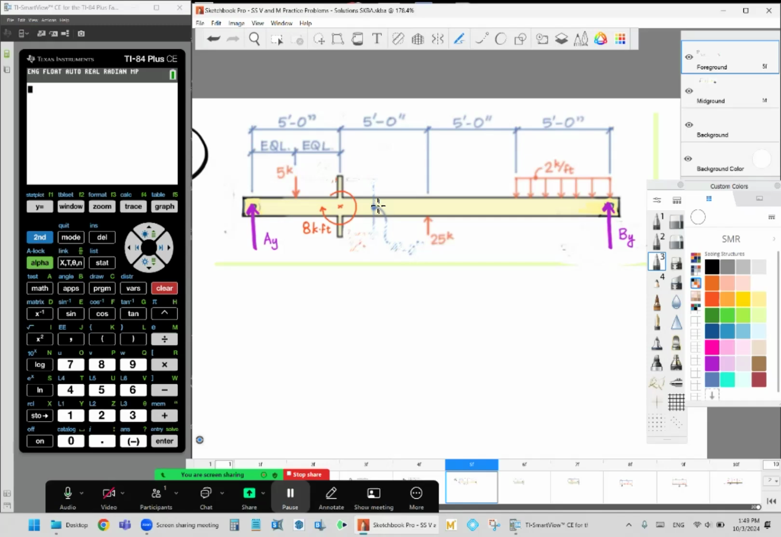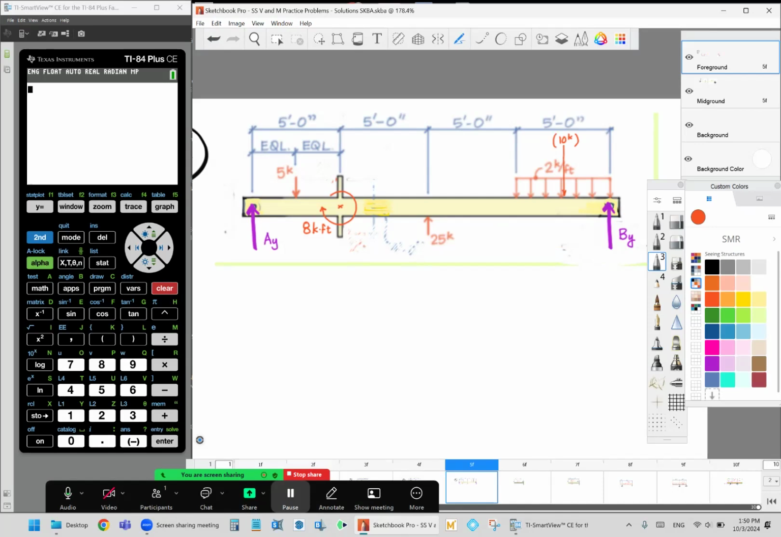Okay, I could also do area under the curve for this little distributed load over here. So I know that that resultant force is 2 times 5 is 10. So I'm thinking of a resultant force of 10 kips here.